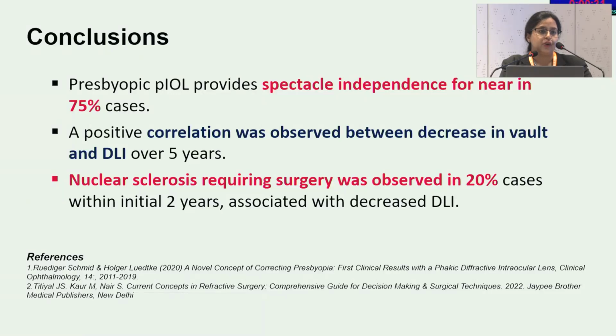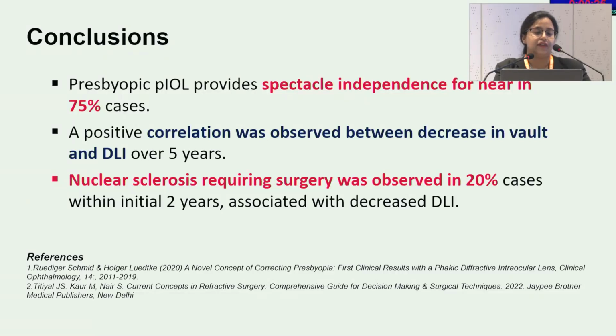However, the age group is different from the ones undergoing refractive surgery conventionally, and there is a significantly higher incidence of earlier cataract formation in these cases. Thank you for a patient hearing.